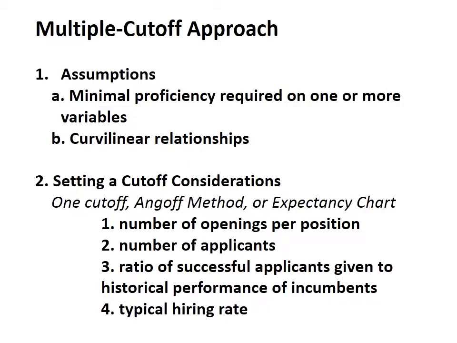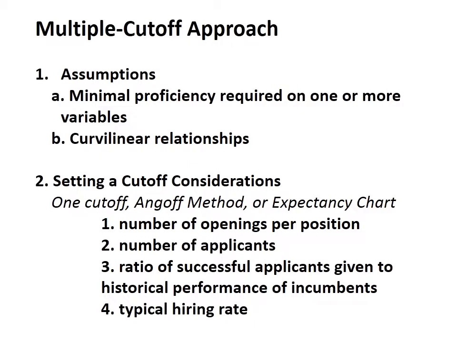The assumptions here are that there's minimal proficiency required on one or more variables, and that there's basically a curvilinear relationship. What I mean by curvilinear relationship is that as you increase on a predictor, so let's say we're looking at the relationship between cognitive ability and performance, the belief here is that to a certain point, there's a linear relationship. As you increase in cognitive ability, so does your performance. But there's also a leveling off, and that's the curvilinear part. At a certain point, more intelligence does not necessarily mean better performance.